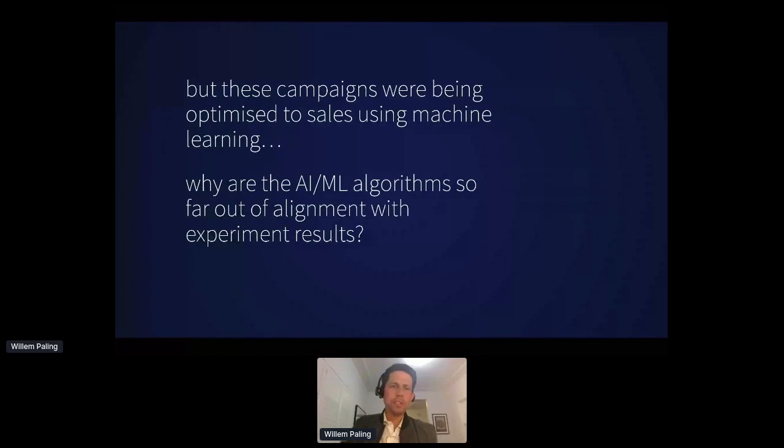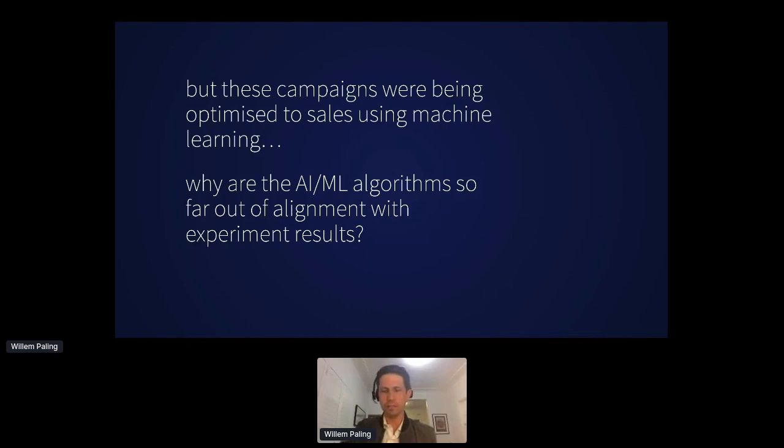So the big question in terms of AI and machine learning is that these were campaigns that were being optimized to sales outcomes using machine learning. So the question we've got to ask ourselves is, why are these AI and machine learning algorithms so far out of alignment with the experiment results? This gold standard of measurement is so out of alignment with this cutting edge approach to optimizing delivery of media.